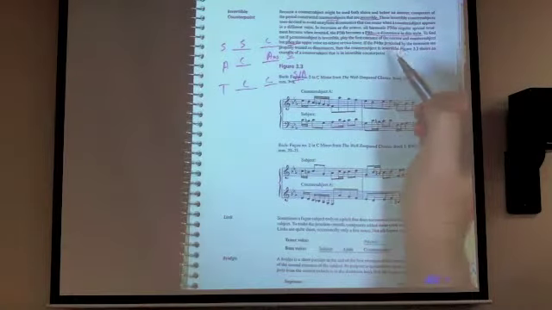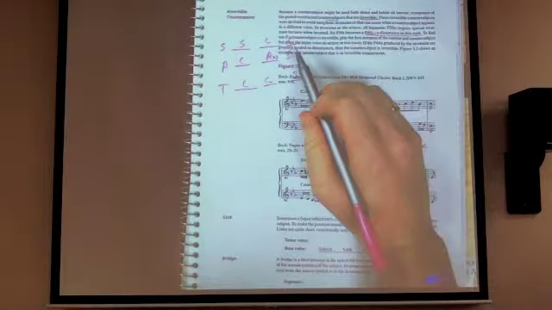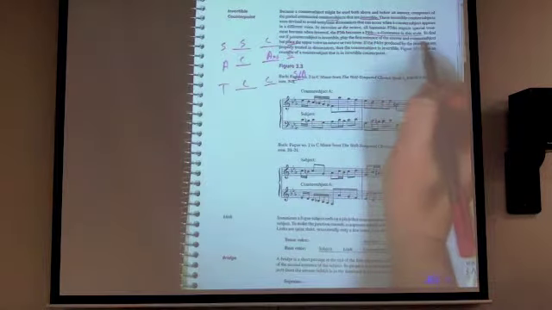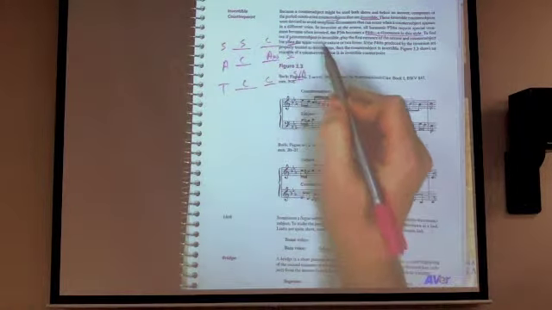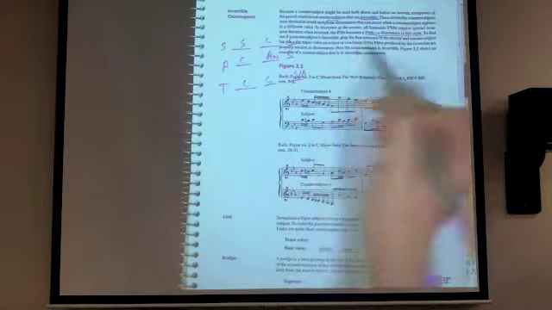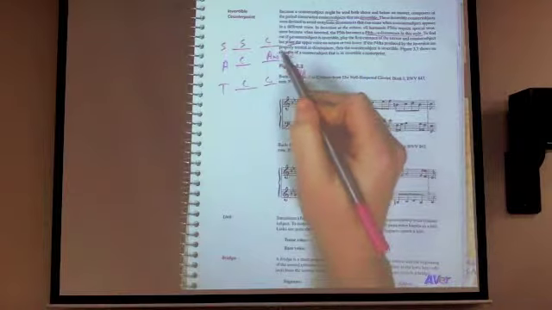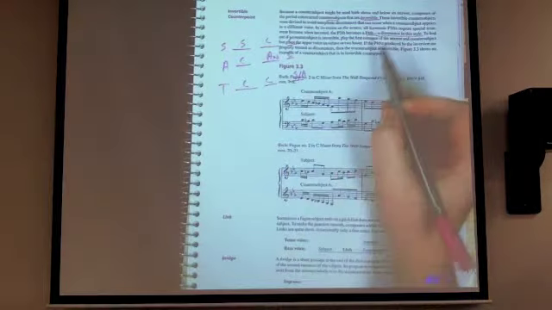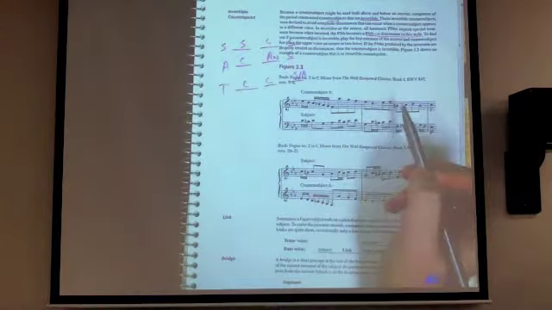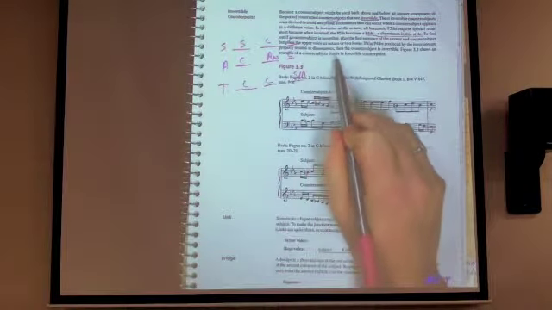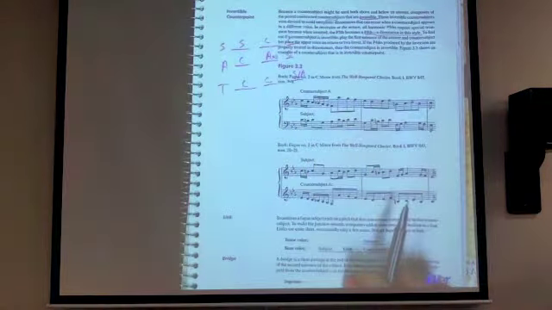To find out if a counter subject is invertible, play the first entrance of the answer of the counter subject, but place the upper voice an octave or two lower, right? If the perfect fourths produced by the inversion are properly treated as dissonances, then the counter subject is invertible. So example 3.3 shows an example of a counter subject that is invertible counterpoint, okay?